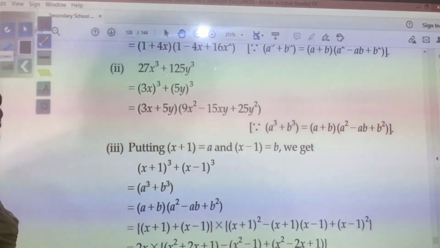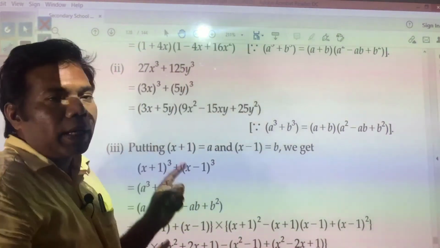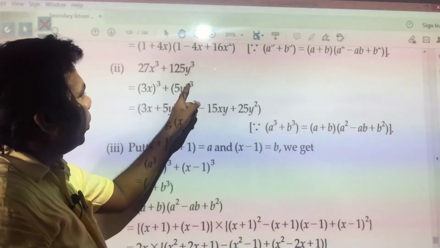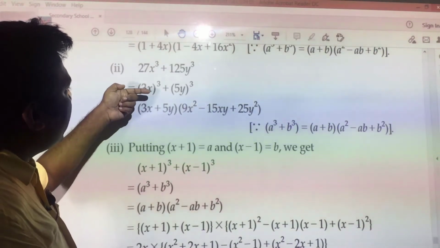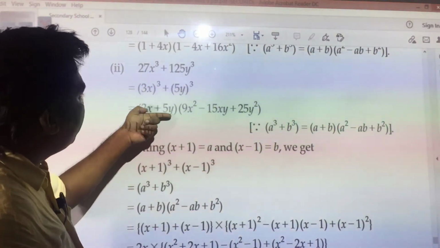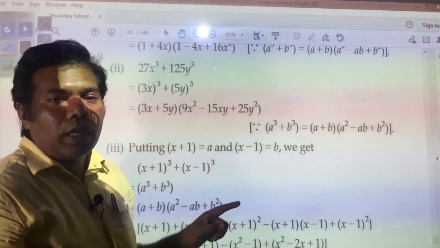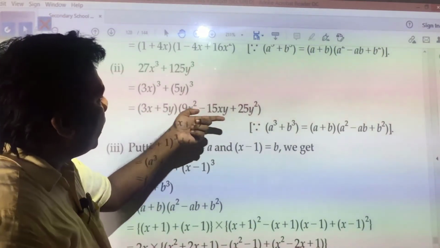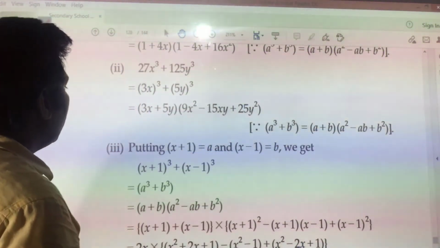27x cube can be written as (3x) whole cube, plus 125y cube can be written as (5y) whole cube. Now you have this in the formula a cube plus b cube. So, a cube plus b cube is equal to (a plus b) into (a square minus ab plus b square). Just write it in the formula and this will be your answer, since we know this.